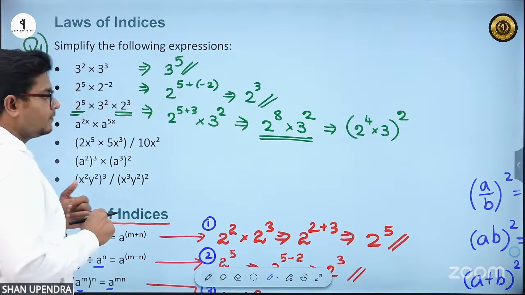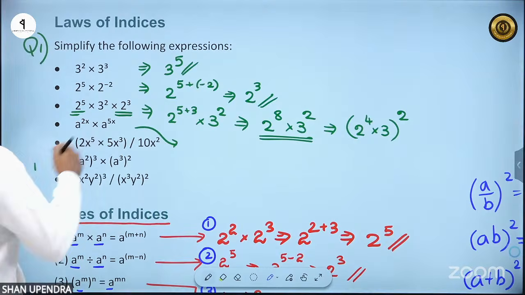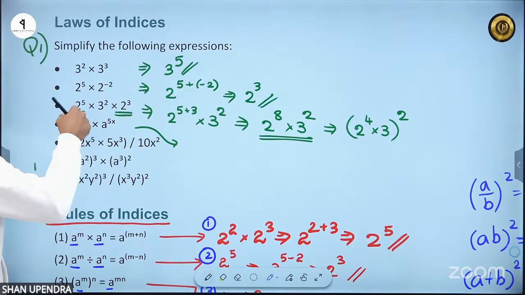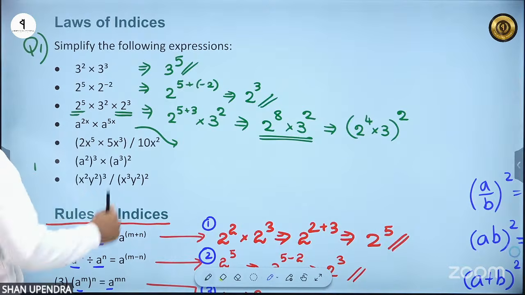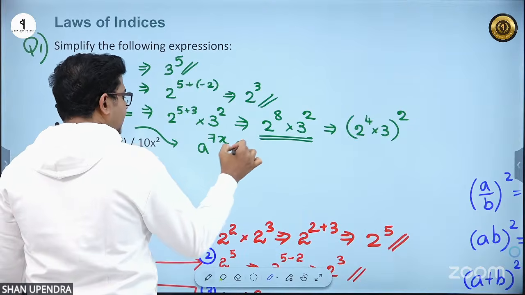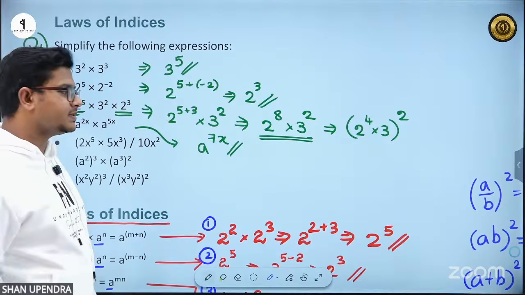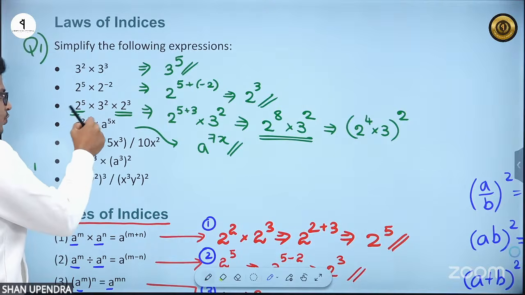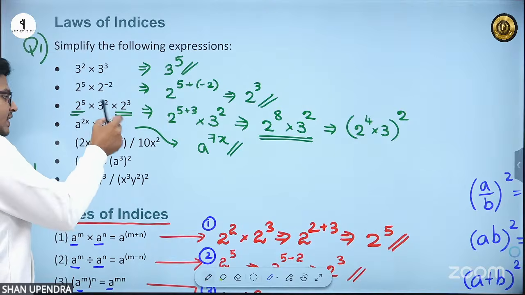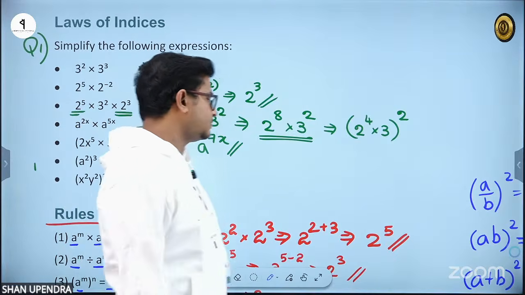So then this one, you can see it's a to the power 2x into a to the power 5x, then a to the power 7x. Just add 2 plus 5, 7x. This is 2x, this is one term 5x. So 2x plus 5x is 7x.